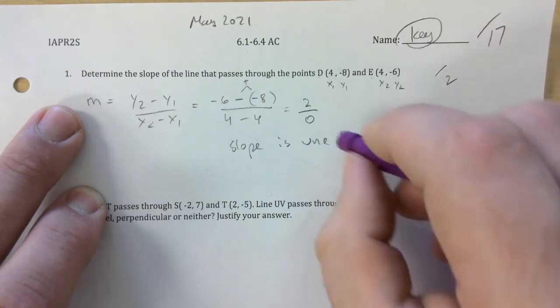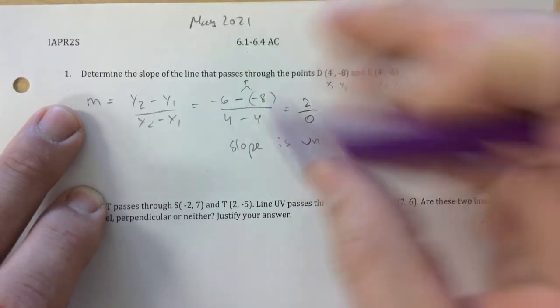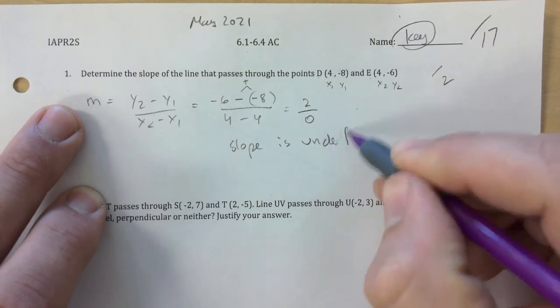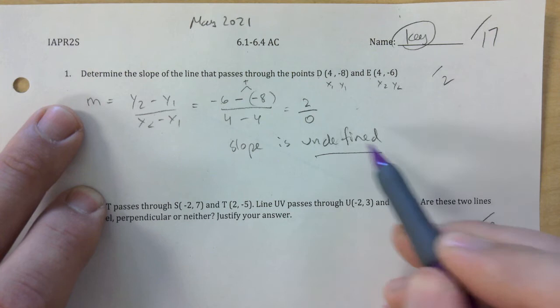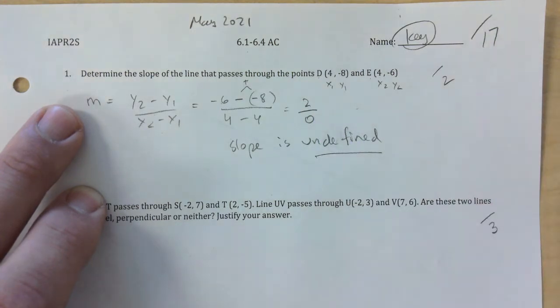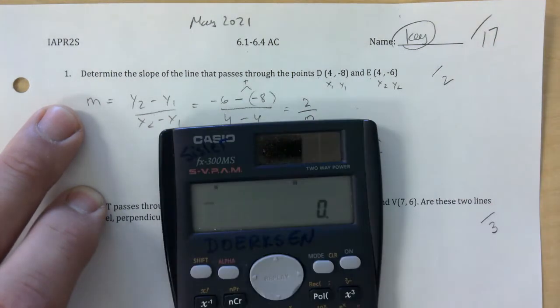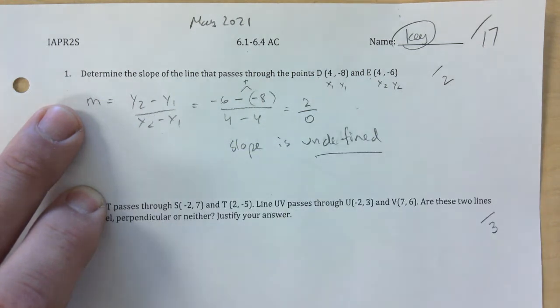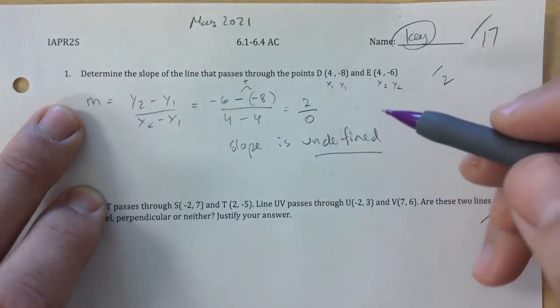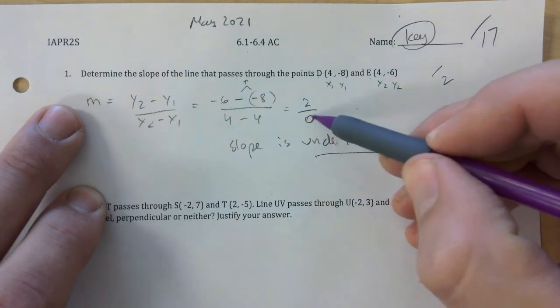Undefined. It's not 0, it's undefined. You cannot divide a number by 0, right? 2 divided by 0, math error, right? You can't have that. 0 on top is fine, but not at the bottom.